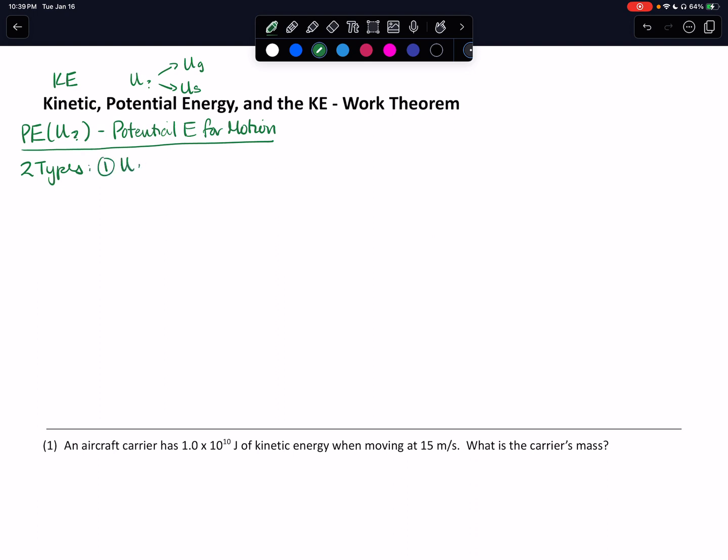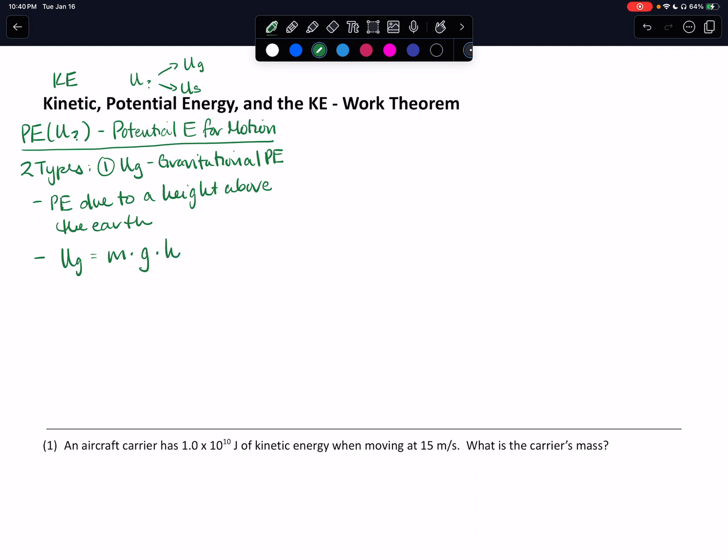The first one we represent with UG. All right, this is gravitational potential energy. All right, and it's the potential energy due to a height above the Earth. All right, so to calculate that value, we need three pieces of information. We need to know the mass of the object, we need to know the gravitational field where we are, and then we need to know how high it is off the ground.